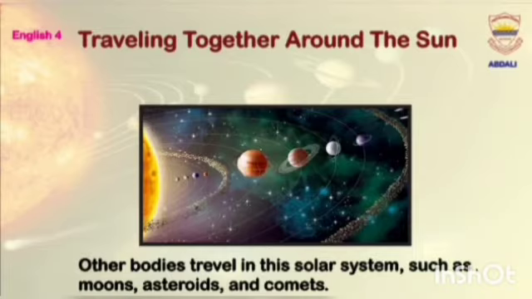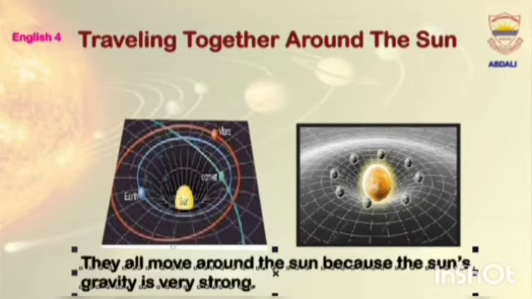Students, now we are going to next slide. The picture represents the sun's gravity. They all move around the sun because the sun's gravity is very strong. Students, can you tell me why do moons, asteroids, and comets move around the sun? Tell me. They all move around the sun because the sun's gravity is very strong. Very informative answer, students.